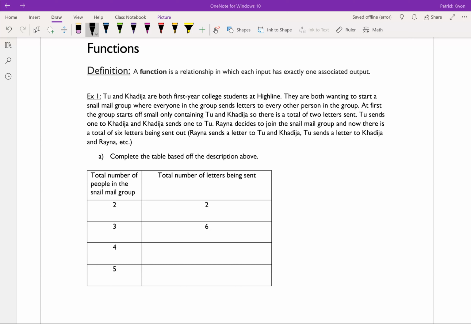Later, Reina decides to join the snail mail group, and now there is a total of 6 letters being sent out. Reina sends a letter to Tu and Khadija, and Tu sends one to Khadija and Reina, etc. Let me just draw that so you have an idea of what's happening.